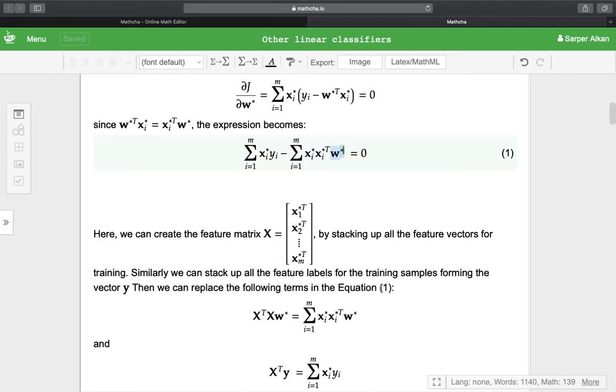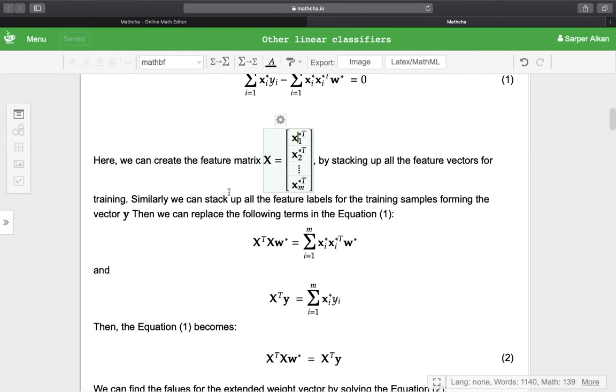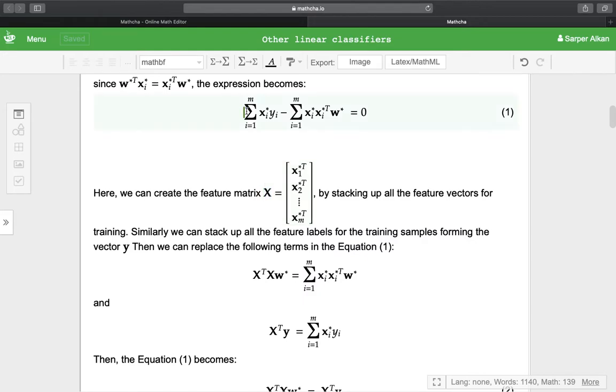Here we can create a feature matrix X by stacking up all the feature vectors that we use for training. For example, in the first row we have the first extended feature vector. In the second row we have the second extended feature vector. In the mth row we have the mth extended feature vector, and we can use this feature matrix to create a better representation of this equation 1.